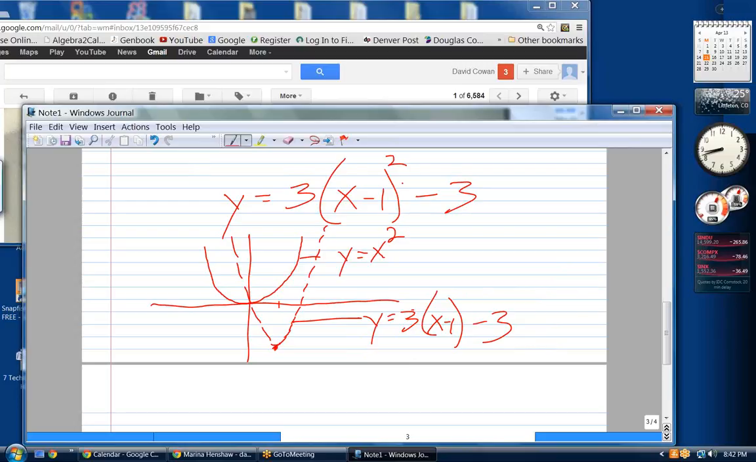And it moves to the right 1 based on this, and it moves down 3 because of the -3. And it does one other thing based on this 3 here, and that's that it gets 3 times as skinny. In other words, the original parent function is wider, notice, than our function. Our function is 3 times as steep.